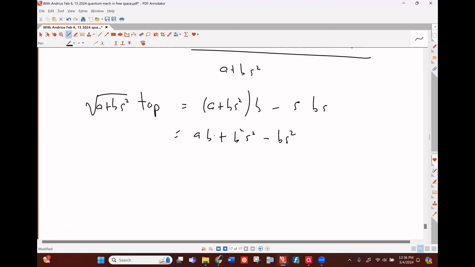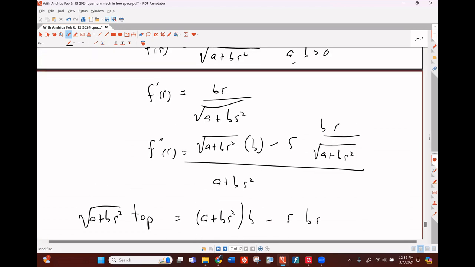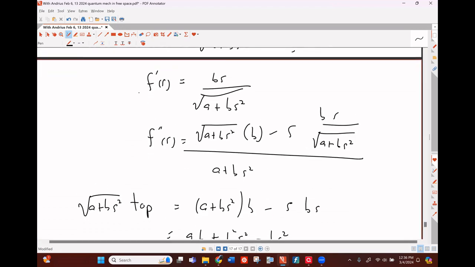Now this seems to be dependent on. So I think I made a mistake. This is b squared minus b times s squared. Everything would be fine if b squared minus b was positive, but maybe it's not. So let's see. Did I make a mistake?